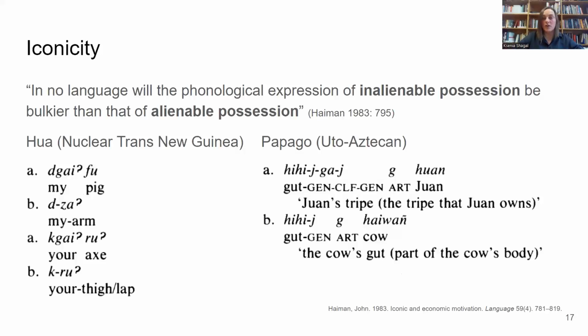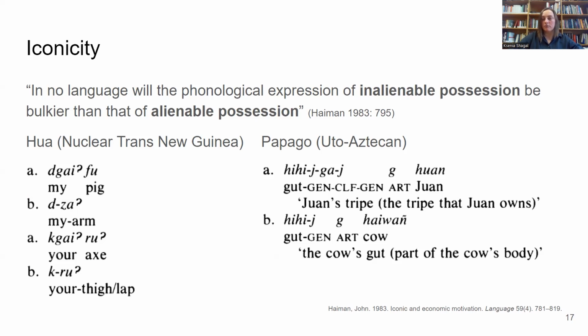Then the motivation which is often seen as competing with economy, because its idea is to make certain things more explicit, is iconicity. One generalization that has been explained by iconicity is the following, suggested by one of the claims discussed in this context by John Haiman: in no language will the phonological expression of inalienable possession be bulkier than that of alienable possession.